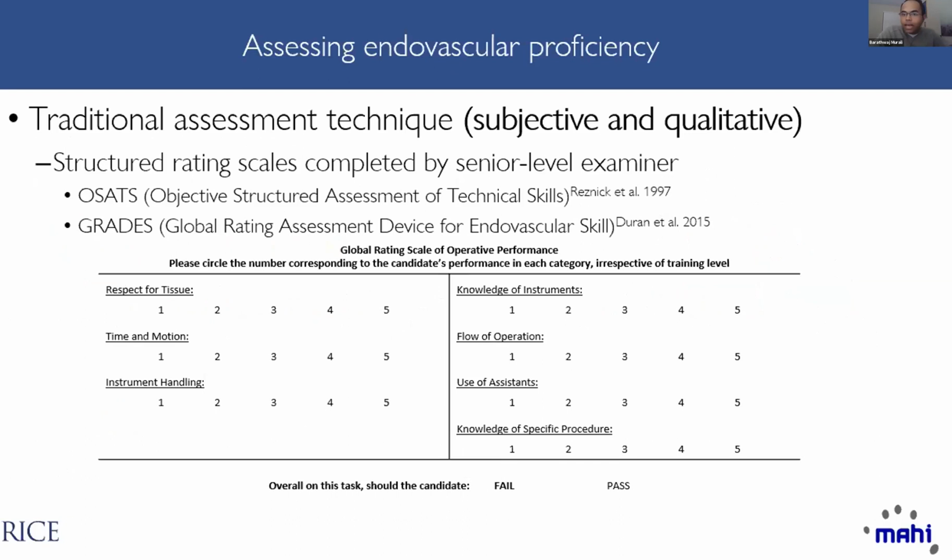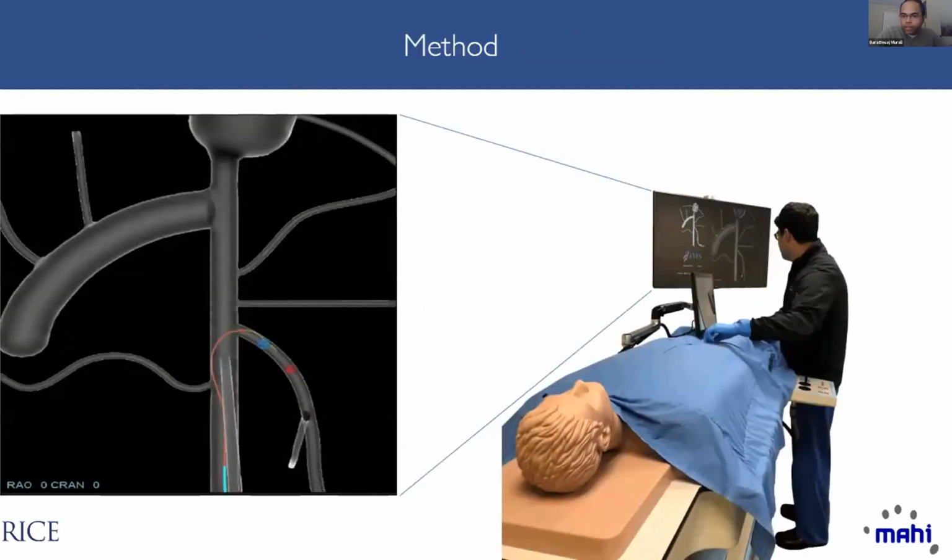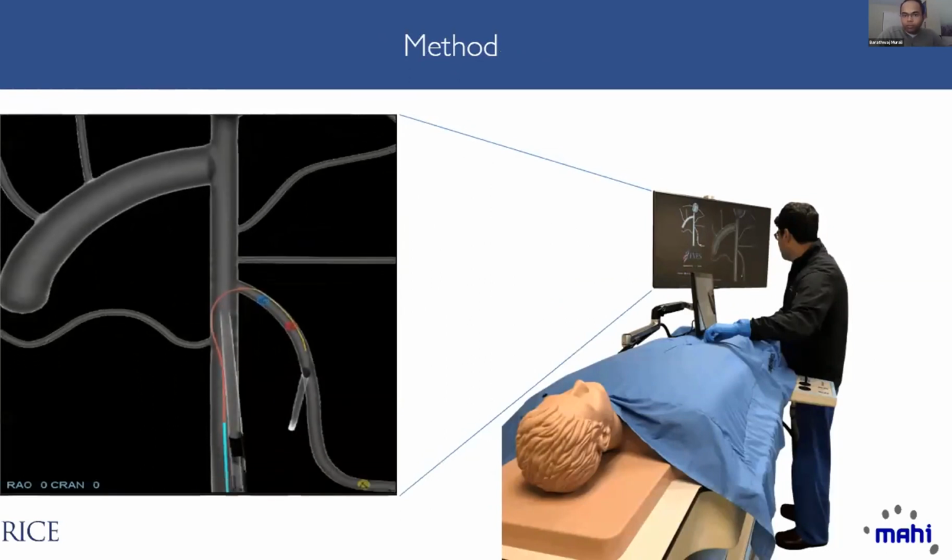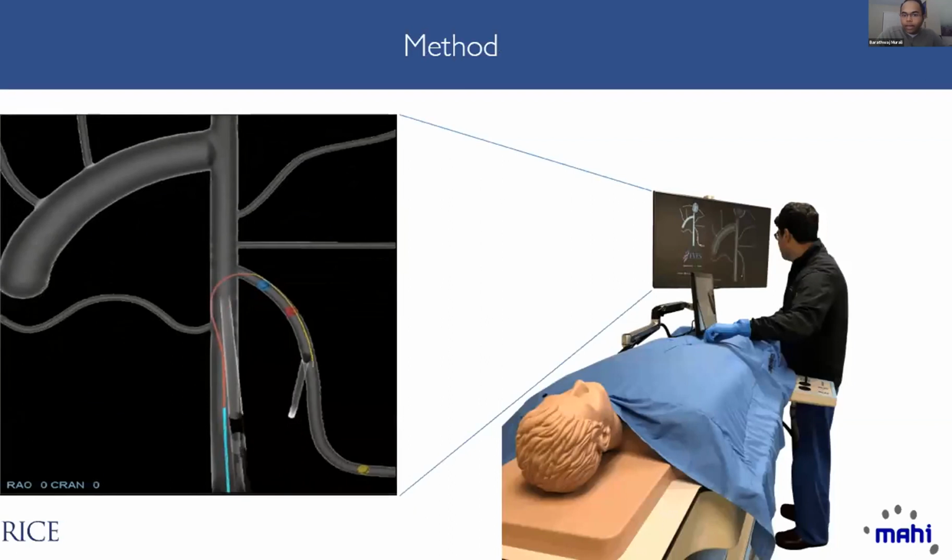Acquiring proficiency in navigating these flexible tools is challenging, and traditional methods of assessing performance using structured rating scales are subjective and qualitative in nature. In this work, we are interested in a set of objective and quantitative metrics that can be used for automating surgical performance assessment. We collected kinematic data streamed by an Angiomentor surgical simulator while 75 participants of varying experience level performed a set of endovascular navigation tasks.